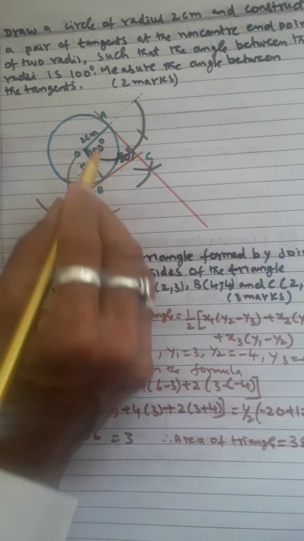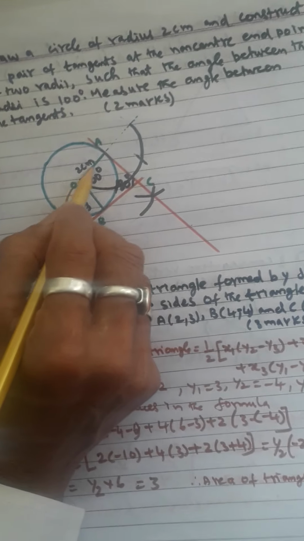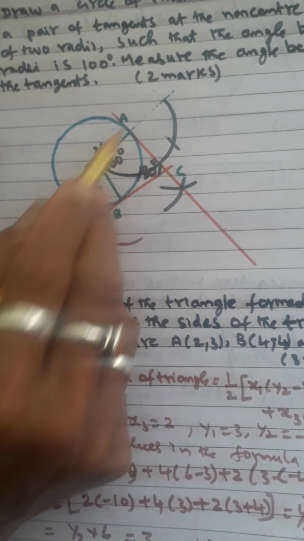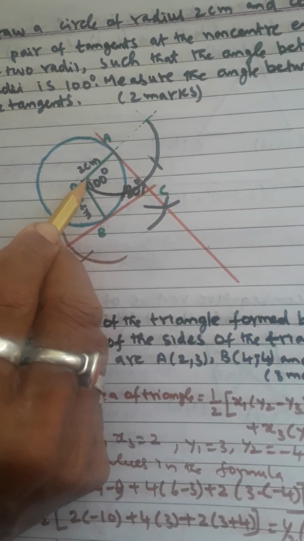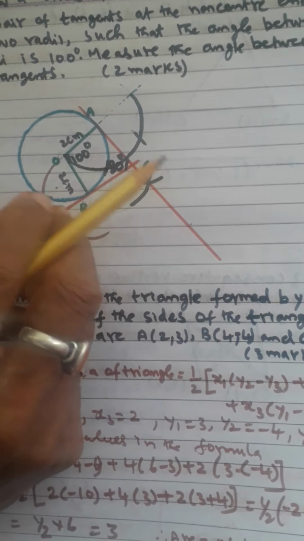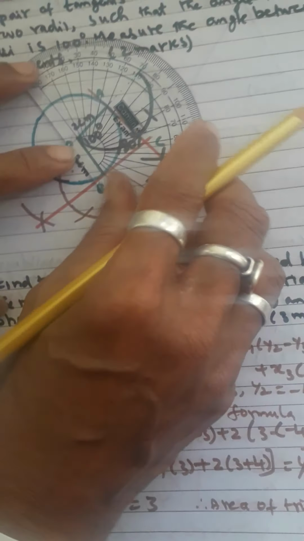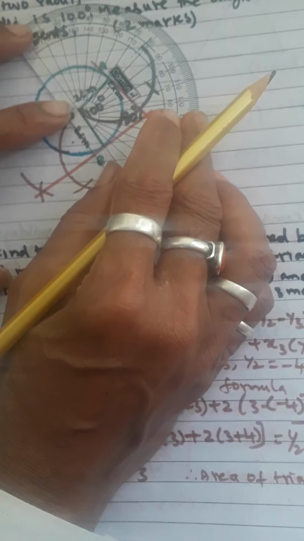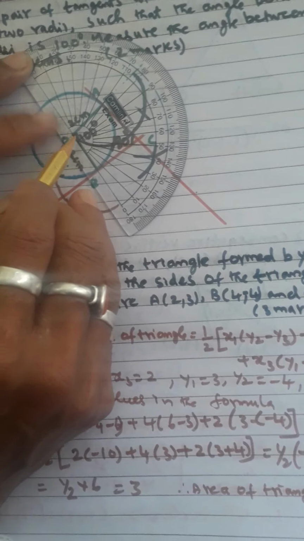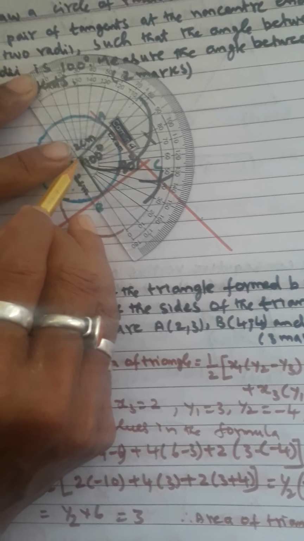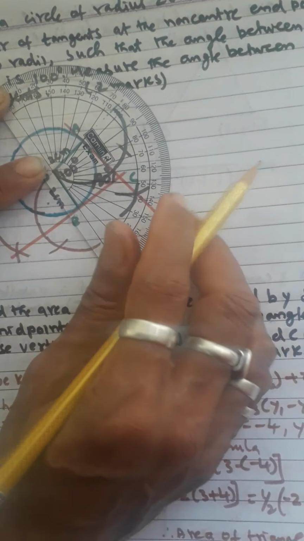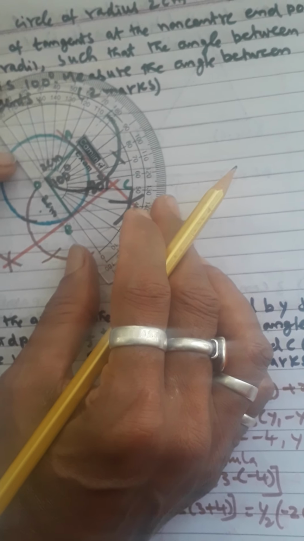What is a radii? Radii means radius. So here the radius is 2 centimeters, and here another 2 centimeters. So how much should the angle between OA and OB be? 100 degrees. So how to do it? First draw OB anywhere. After you have drawn OB, take the protractor. You know how to draw 100 degrees. The center of the protractor must be at this O. Now see that line. So here I'll get 100.